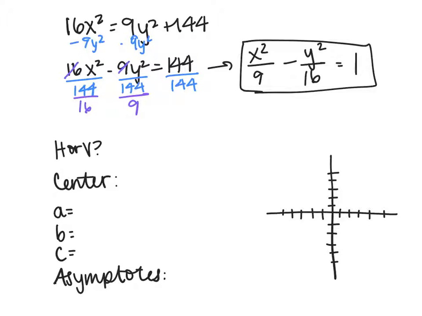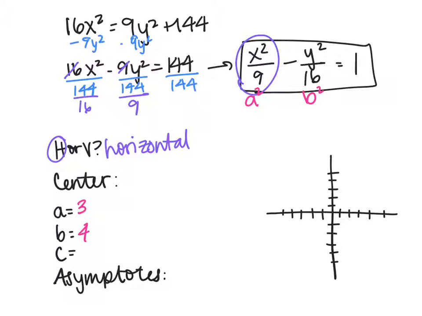So in this case, remember the first fraction is what tells you if it's horizontal or vertical. So since x squared comes first in this one, that means we're going to be horizontal. And then the number under the first one is a squared. And it doesn't matter which one's bigger or smaller. The number under your second fraction is b squared. So in this case, a is going to equal 3, b is going to equal 4. Our center, since there's nothing being added or subtracted, is going to be 0, 0.